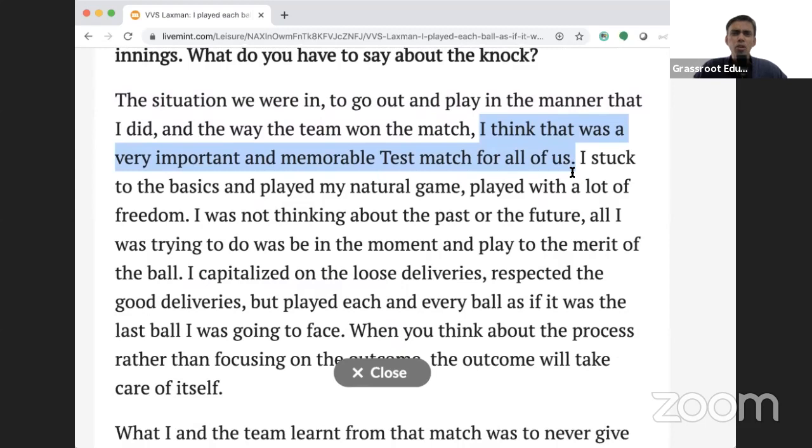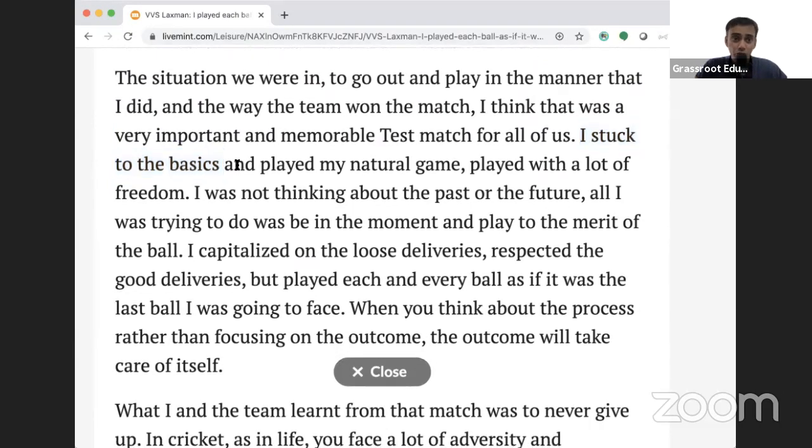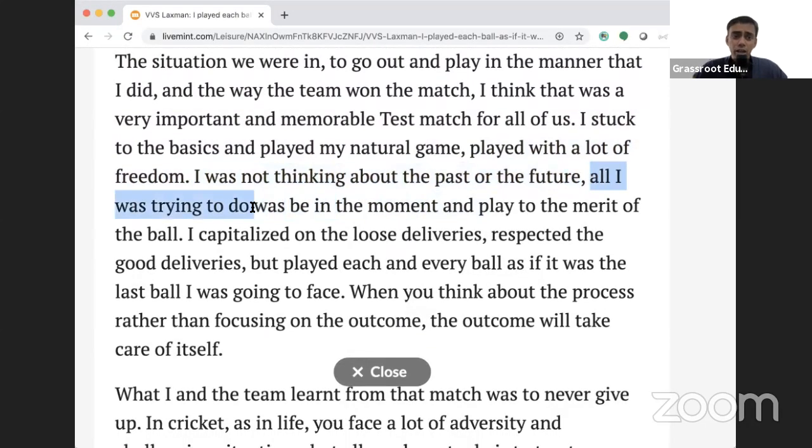What do you mean by memorable? Easy word. Memorable relates with another word, memory. Memory, memorable, similar. Okay. I stuck to the basics. So I'm sure people would have told you, stick to the basics, right? You might have heard it from me as well, that in your IELTS exam, you should stick to the basics. Okay. Good collocation. And played my natural game, played with a lot of freedom. Okay. I was not thinking about the past or the future. All I was trying to do was to be in the moment and play to the merit of the ball.